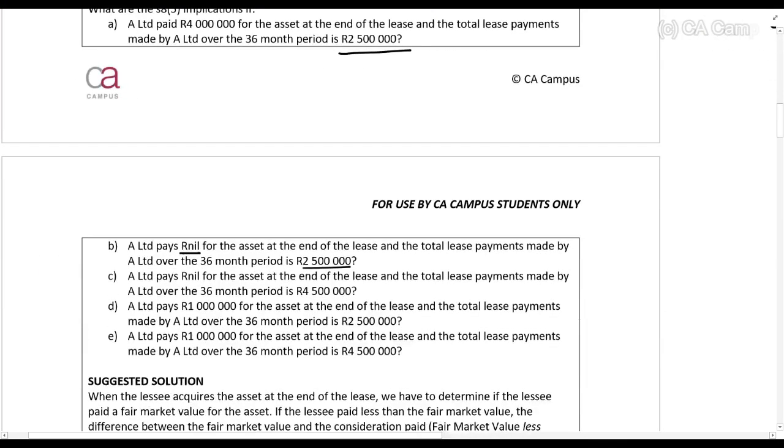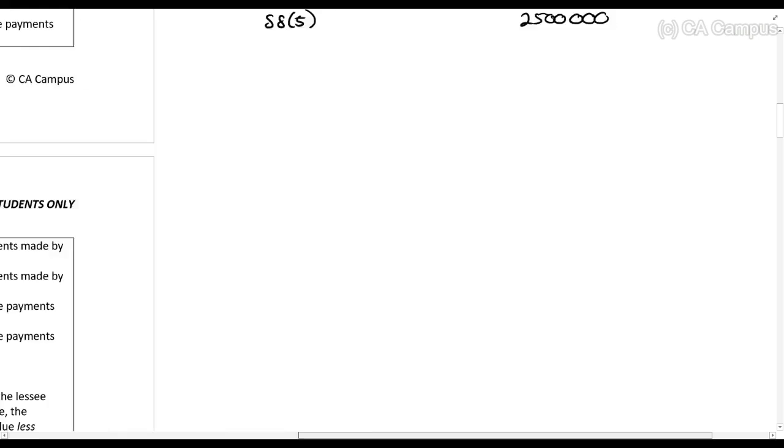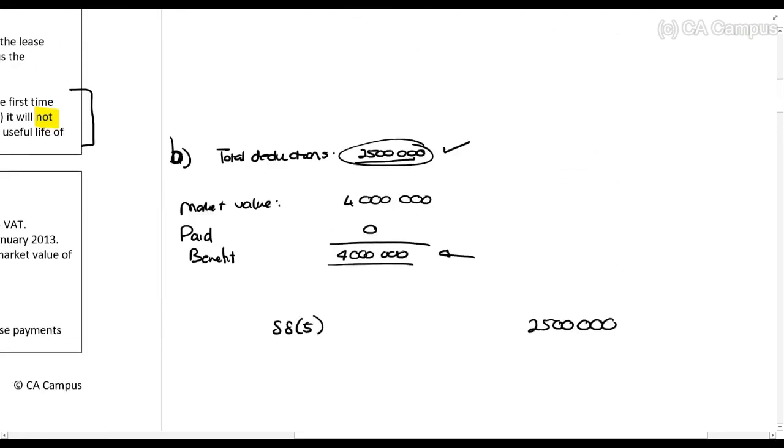C, A Limited pays 0 rands for the asset, and the total lease payments made by A Limited over 36 months was 4.5 million. Okay, so let's go and change this then.